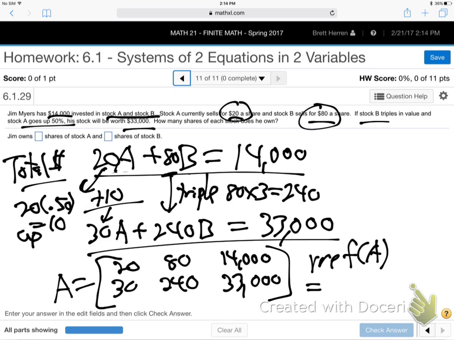If you're good with all that, triple and 50% increase? Give you a second to find an answer there. 300 and 100. Is that what it is? So 300, 100, that must be how much A is worth, oh, how many shares? This is how many shares he has of stock A and of stock B. 300 shares of A, 100 shares of B.